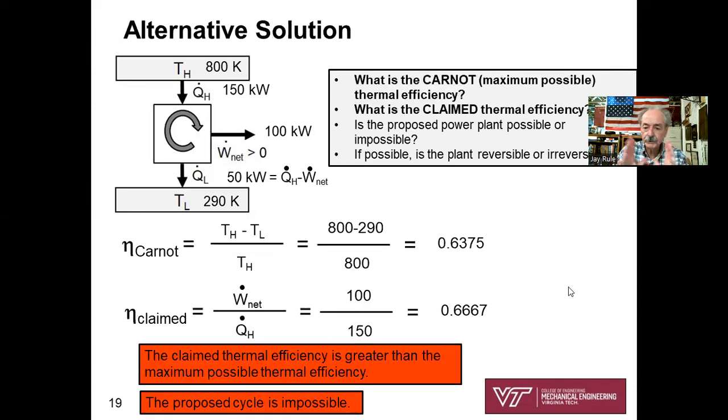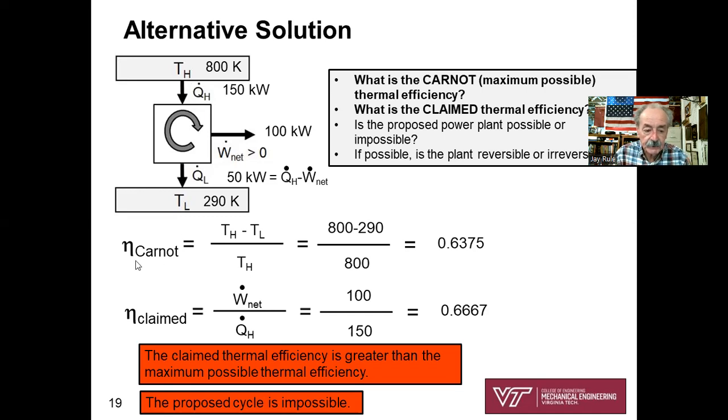Here's an alternative solution to the same problem. I just redrew my given information. Let's say you're on your own, running your own business, and nobody's asking you to find the entropy production rate, but you do want to determine if it's possible or impossible before spending your money on a proposed power plant. An alternative solution is to compare the claimed thermal efficiency of the inventor's proposed plant to a Carnot cycle efficiency. You're expert at this.